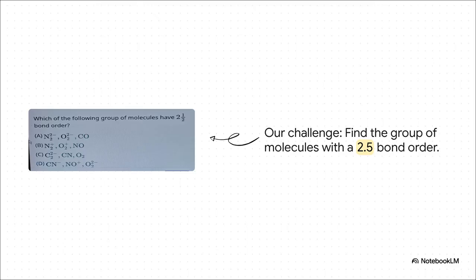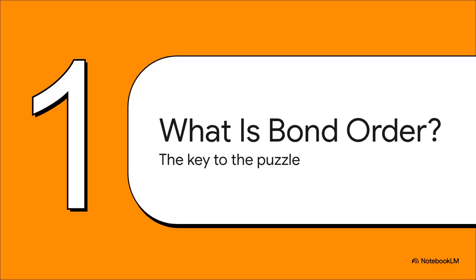Here's our challenge for today. We've got these four options, and our mission is to find the one group where every single molecule has a bond order of exactly 2.5. This is what we're going to crack in this explainer. But hang on, before we can start our investigation, we've got to know what we're looking for, right? So what in the world is bond order anyway?